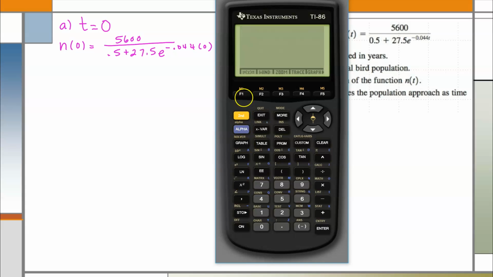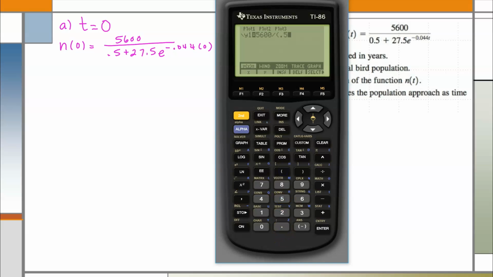I'm going to go right into y equals for the graph and put in the equation. I know I'm going to have to graph it and see what the population approaches, so that's going to involve graphing. Then I can either say second value 0 to get my value for part A, or we can go into table and get our value for part A. So we'll save ourselves a little bit of time by going right to the graph, and we're going to plug in our equation.